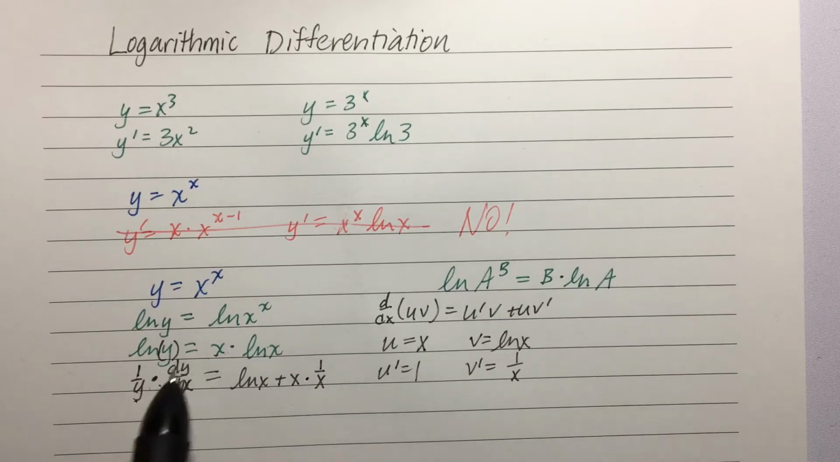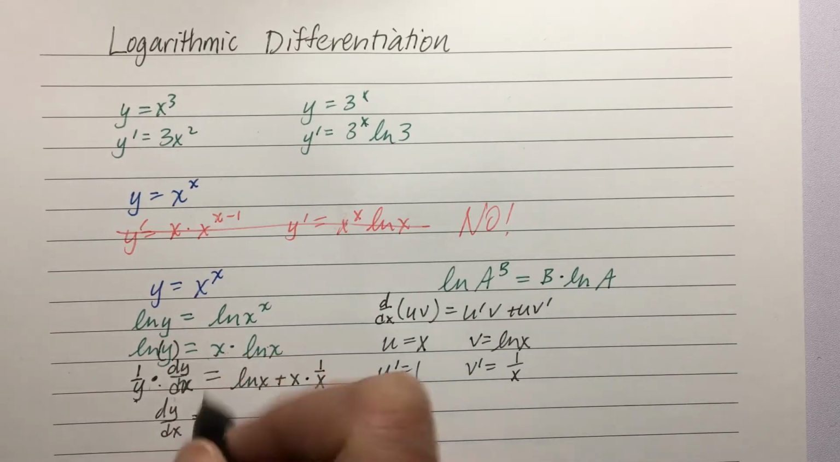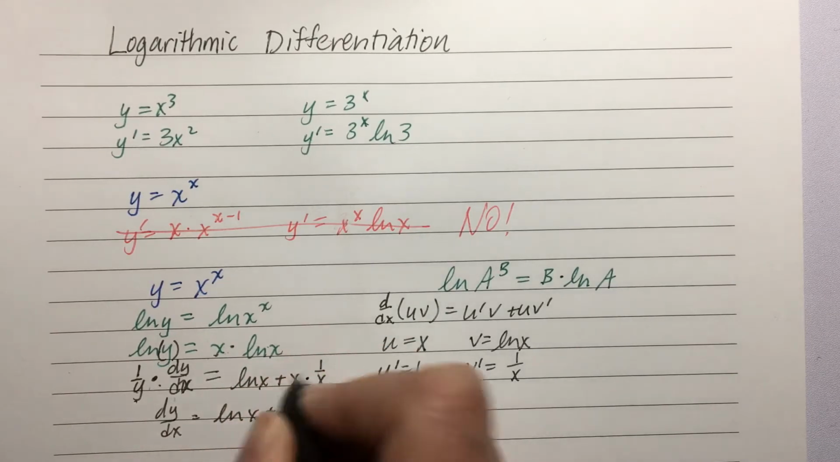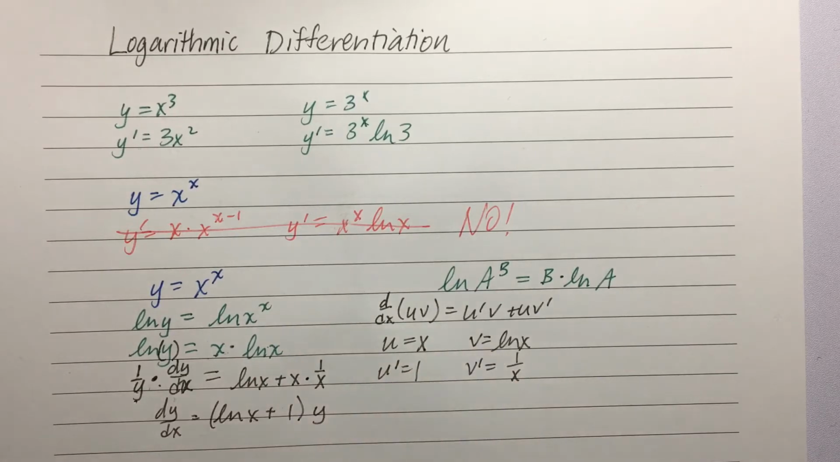And now we're going to solve for dy/dx. So we have dy/dx is natural log of x plus 1, times y. But we want this as a function as well. So instead of writing a y, we're going to swap it for what y is equal to. So dy/dx is natural log of x plus 1, times y, which is really x to the x. And that is our answer.